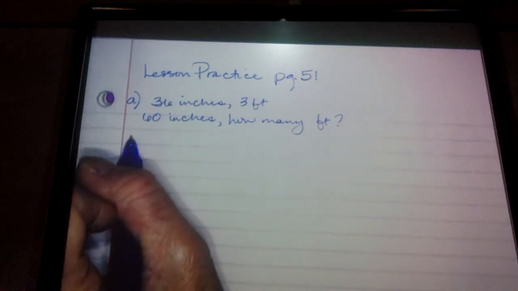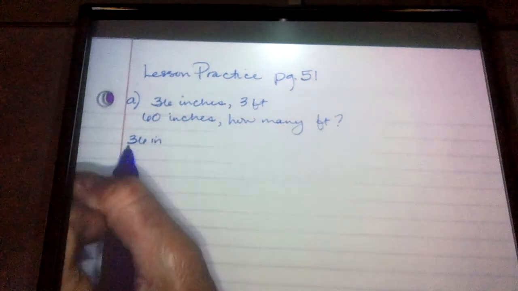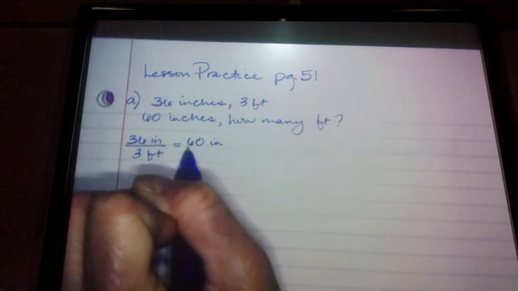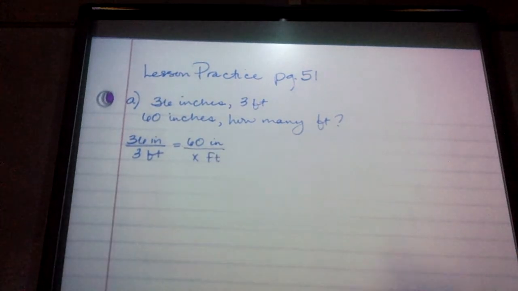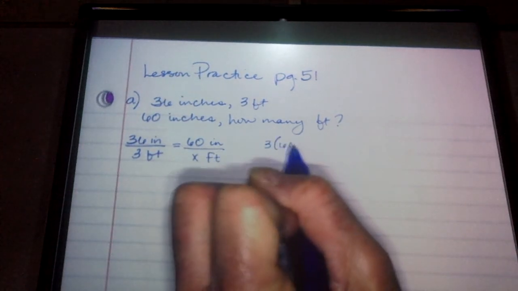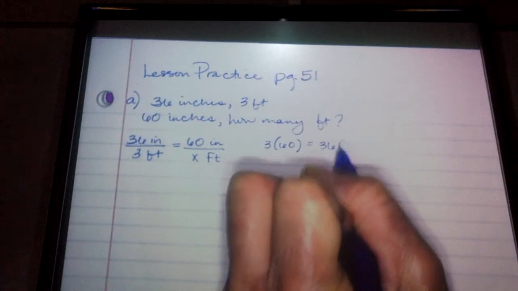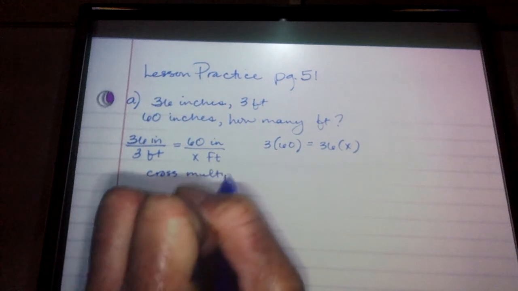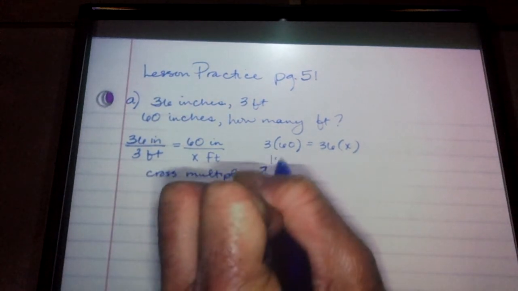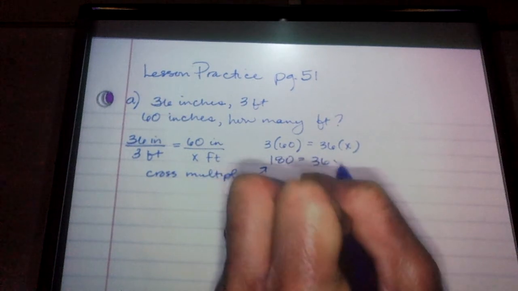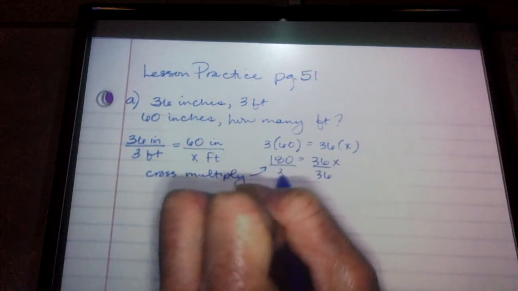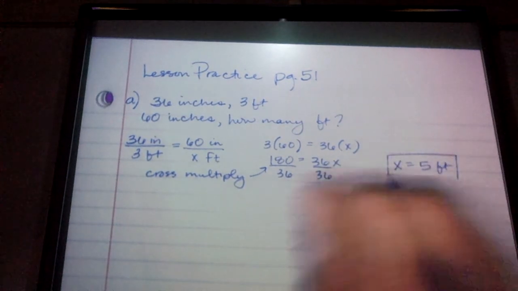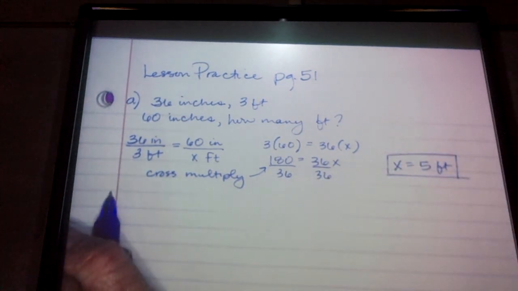I'm going to set it up 36 inches is to 3 feet. So 60 inches is to x feet. I'm going to cross multiply. So 3 times 60 equals 36 times x. I'm going to make a note. So that gives me 180 equals 36x. Divide by 36. And I got x equals 5 feet. That's one way of doing it.